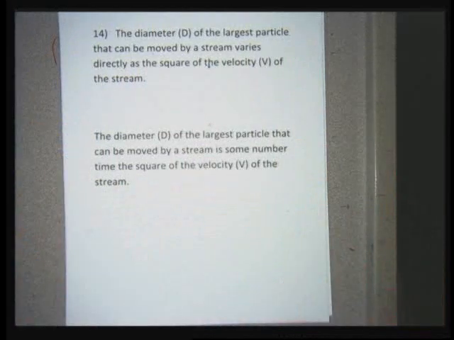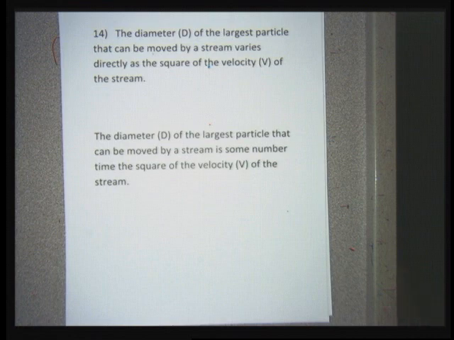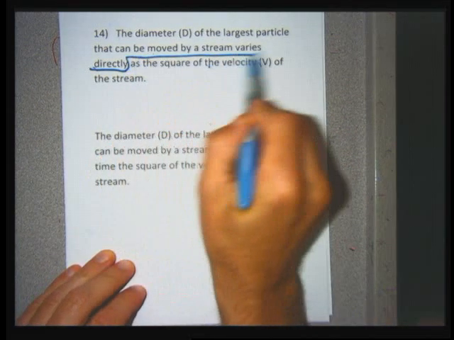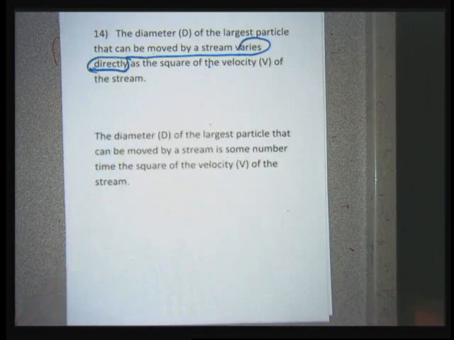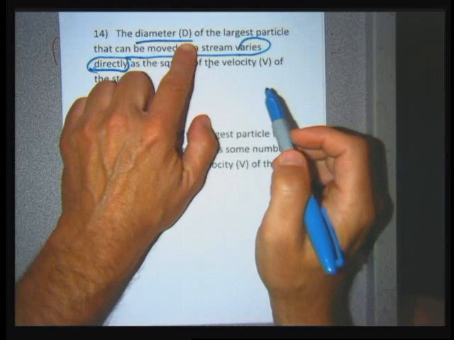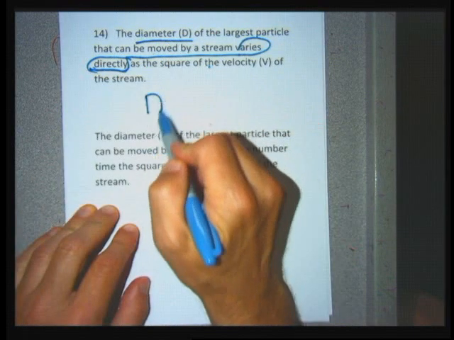14 is the last one of the problems where there's no numbers. There's just taking the statements and making an equation. As I read through problem 14, the only varies that I see is varies directly. When I see varies directly, I know I'm going to have one letter, an equals, and a k, and then after the k, something I'm multiplying by. To the left of the equal sign, what I need is the diameter of the largest particle that could be moved, so I'm going to write a D.